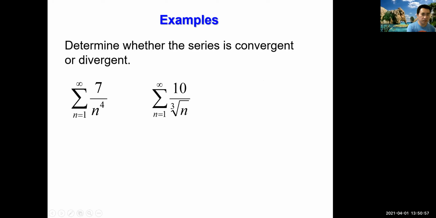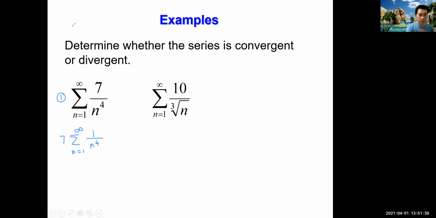Look at this here. We have 7 over n to the 4th power. So again, to test the series, it looks like the P series, except the 7 is on the numerator. Because it's a constant, you can always take a constant out. So you can rewrite that as 7 times the sum, the same 7 times the sigma notation of 1 over n to the 4th, from 1 to infinity.